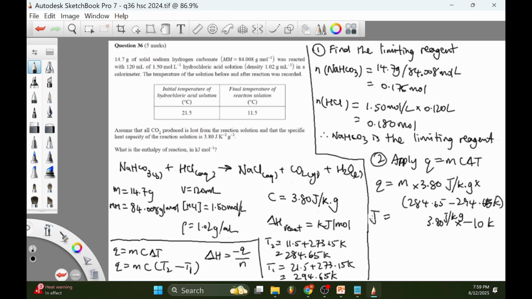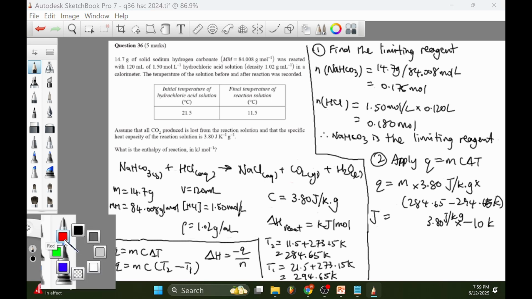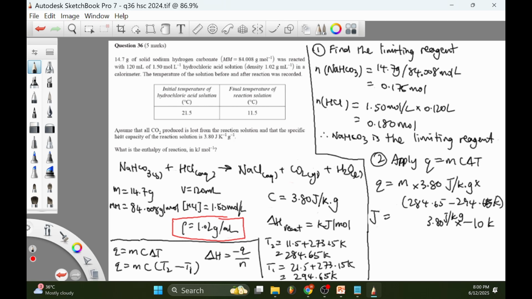Now the mass of the reaction is the total amount. So we have mass from sodium hydrogen carbonate. Density was given for hydrochloric acid, so let's work that out. It's going to be 14.7 grams, which is the sodium hydrogen carbonate, plus the contribution of hydrochloric acid, 1.02 grams per mL, is the density. Multiply that by 120 mL, we can get the mass.